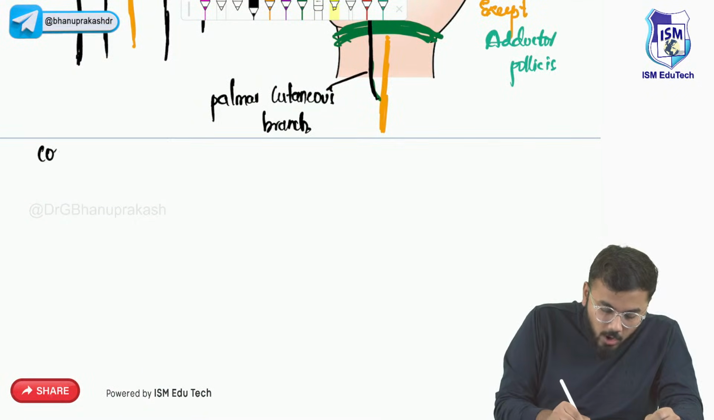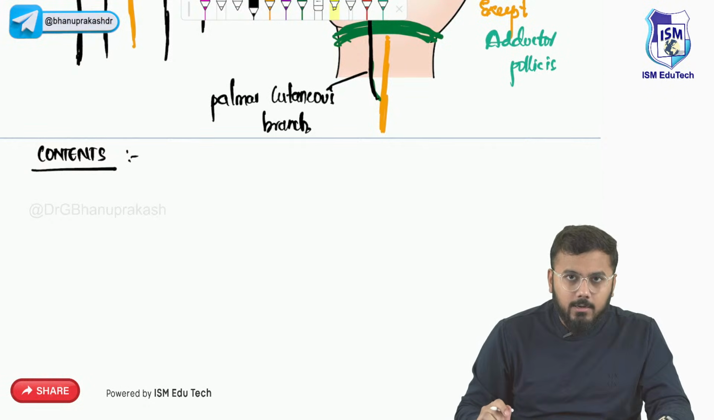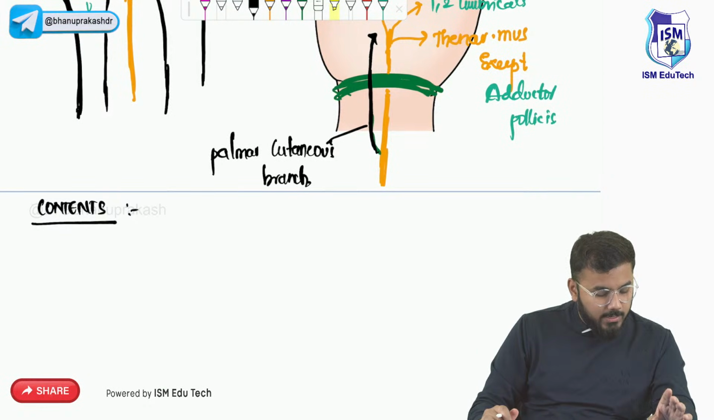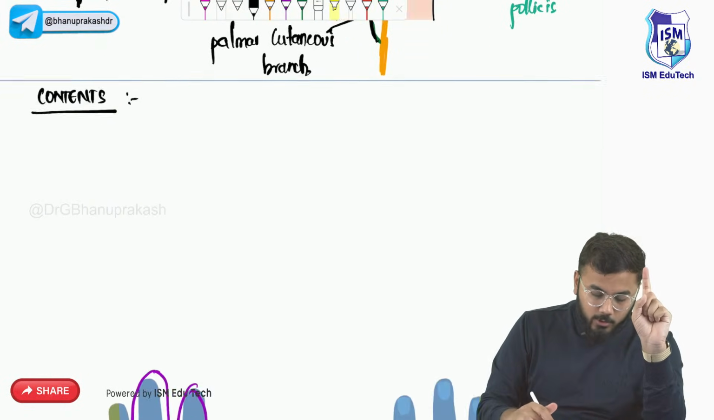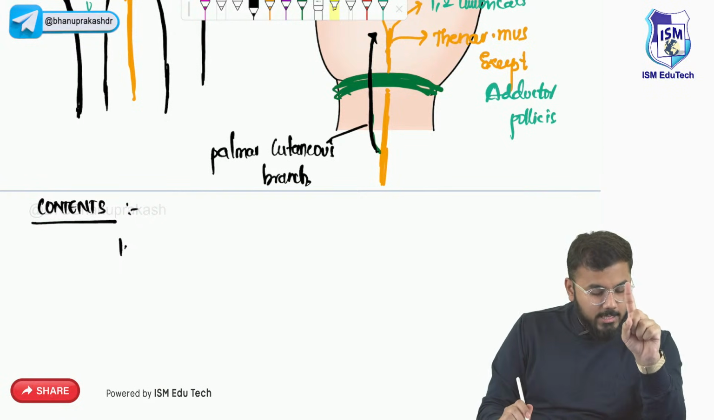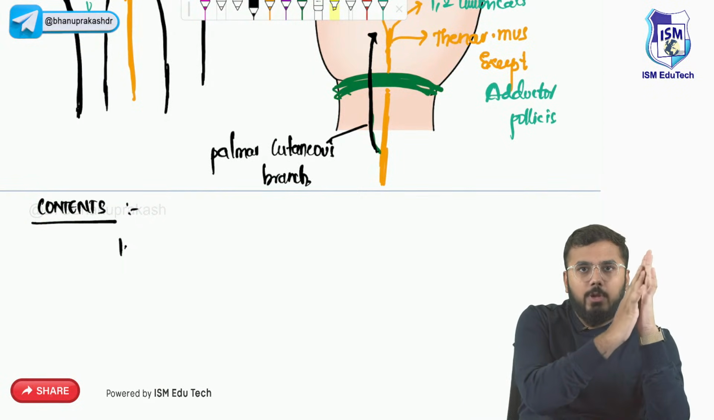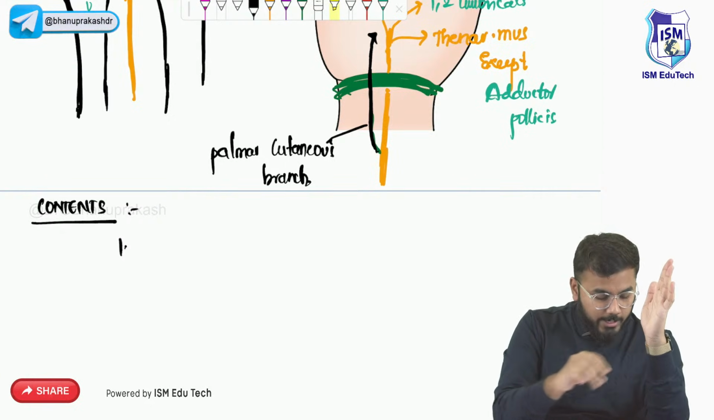Right. Now they are going to ask you what are the contents of the carpal tunnel. Now, what will be the contents of the carpal tunnel, guys? Can anyone tell me? Look here, the first important thing is that we have previously discussed that there are 4 tendons going like this. What are those 4 tendons?